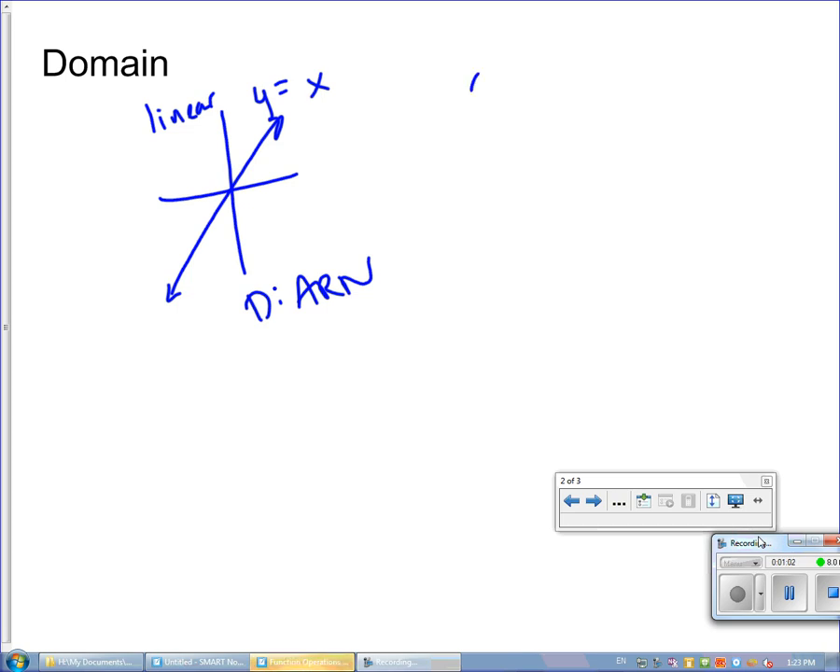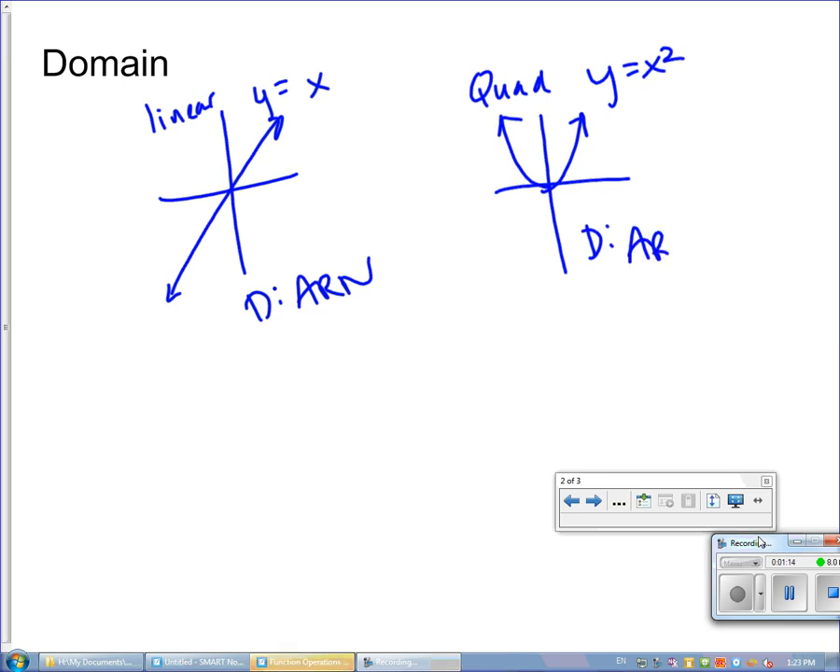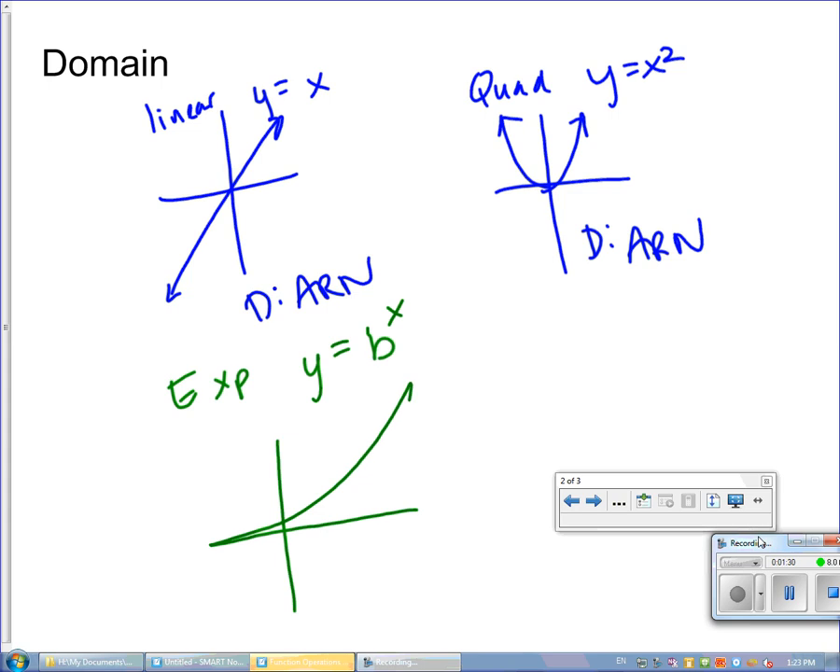In Algebra 1, you also learned about quadratic functions. Those look like y equals x squared. And you can square any number, so the domain is also all real numbers. You also may have seen exponential functions. Those look like y equals some number, I'm going to call it b, to the x power, where b is some number. Those functions look like that. Again, you can put any number into the exponential function, so its domain is also all real numbers.